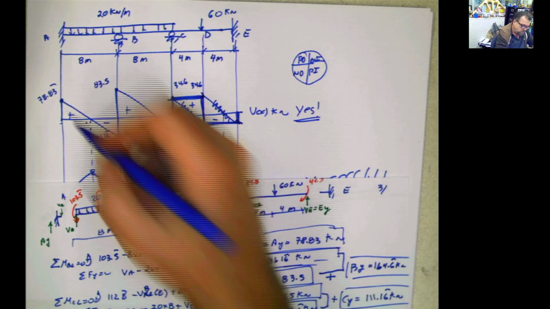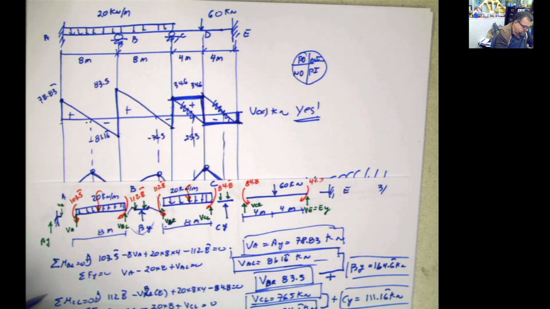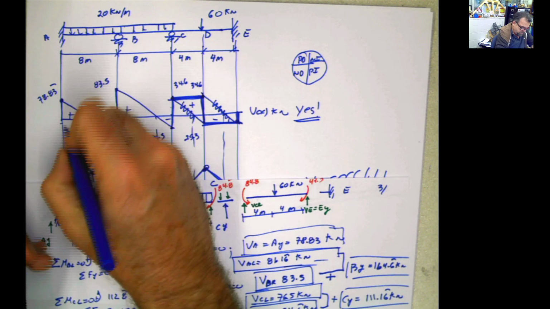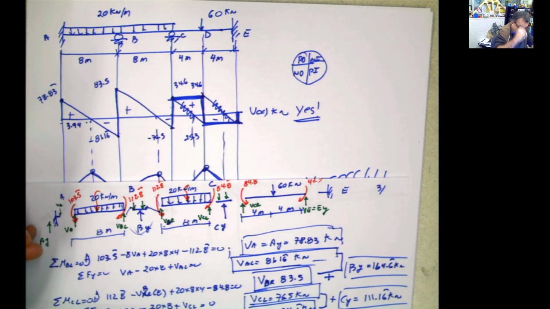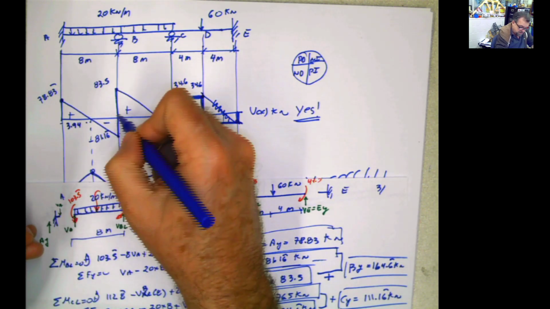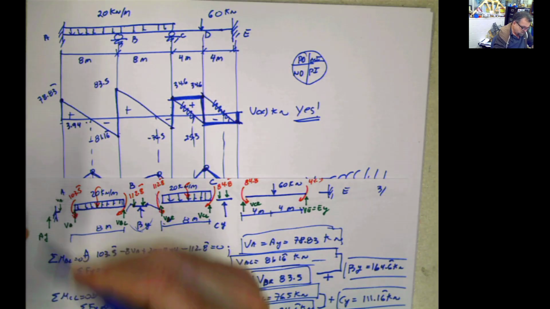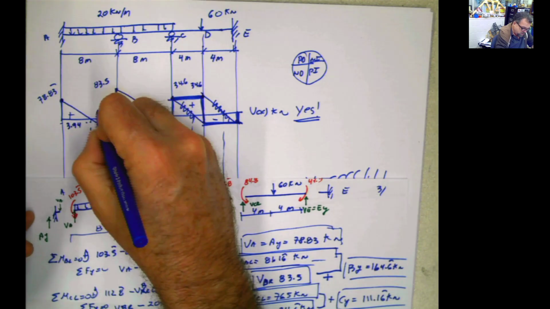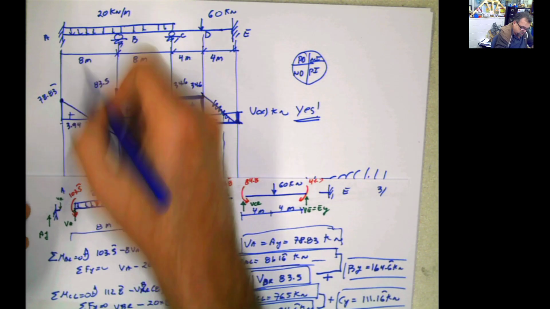What do you do? You say 78.83 divided by 20. That's going to give me the value. That is 3.94. That's the value. And this distance is going to be 81.16 divided by 20, which is 4.06. Or you can say 8 minus that, it's the same thing.